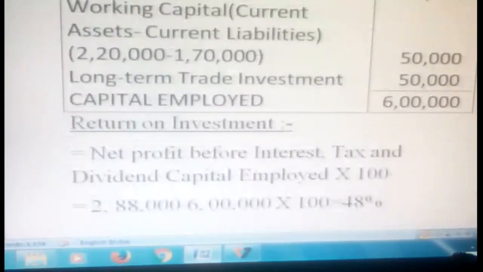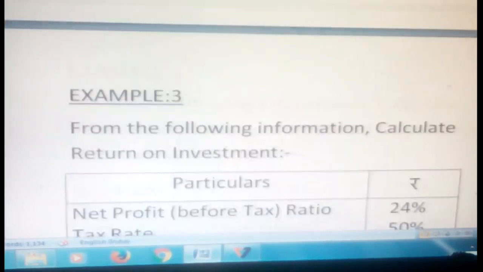Now we're going to apply the formula. Net profit before interest and tax and dividend, divided by capital employed, into 100. So you'll get return on investment 48%. Okay. Now moving on to the next example.